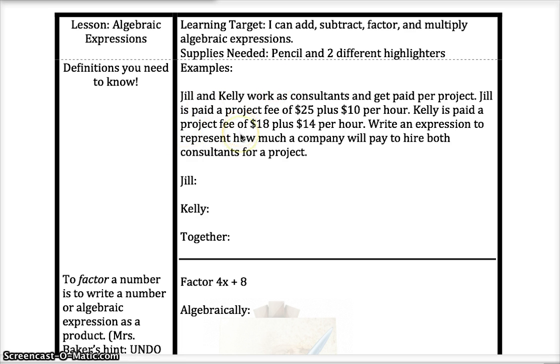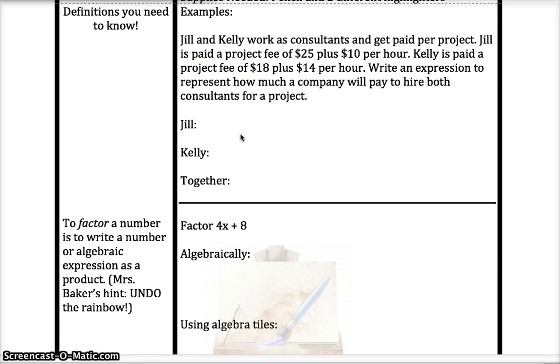Okay, so your first example that we're just going to jump into is this word problem. It says that Jill and Kelly work as consultants and get paid per project. Jill is paid a project fee of $25 plus $10 per hour. So let's go ahead and assign a color to Jill. I'm going to use red for Jill. And she gets paid a project fee of $25 plus $10 an hour.